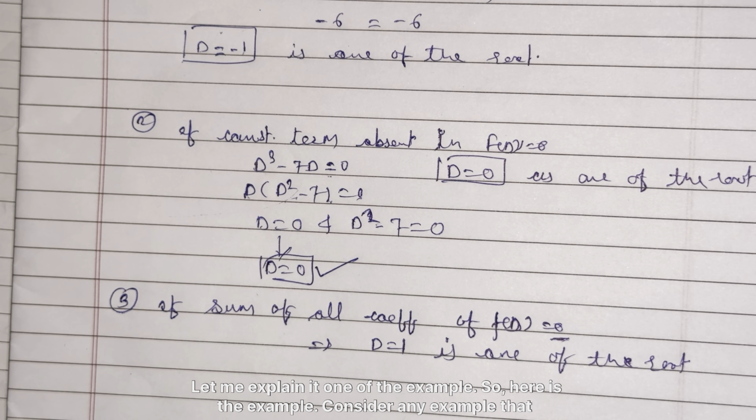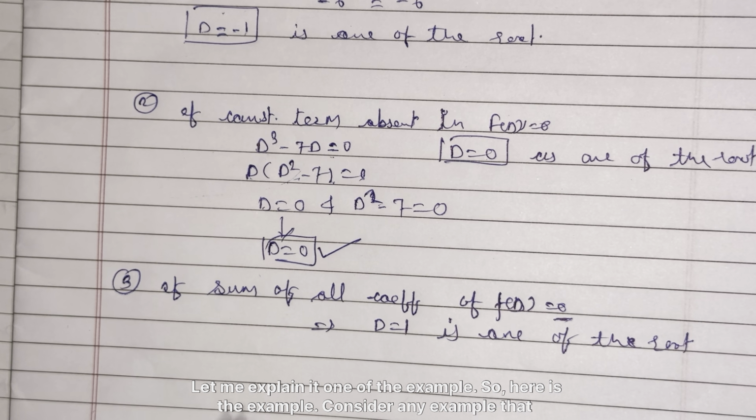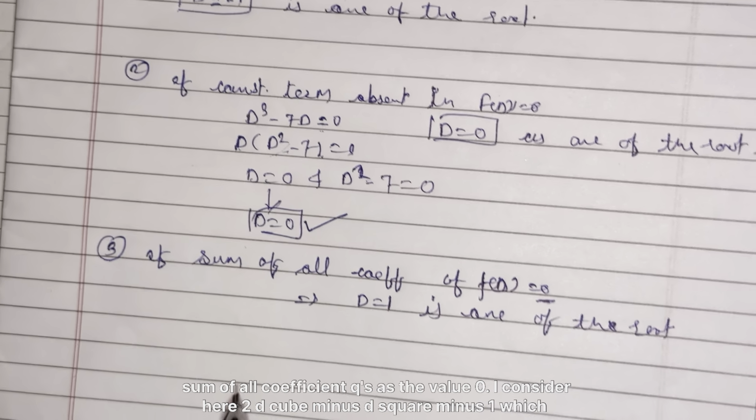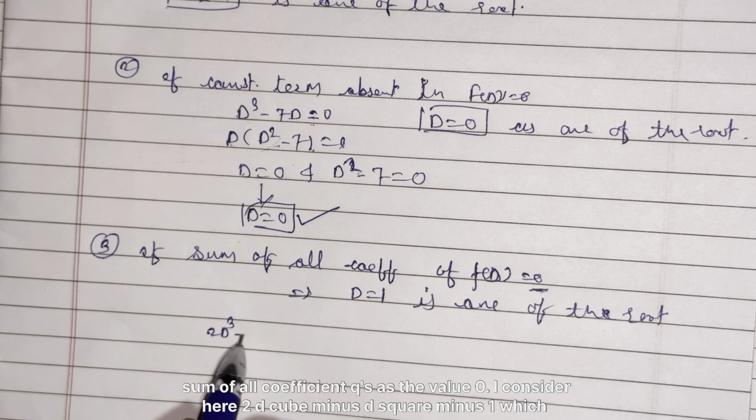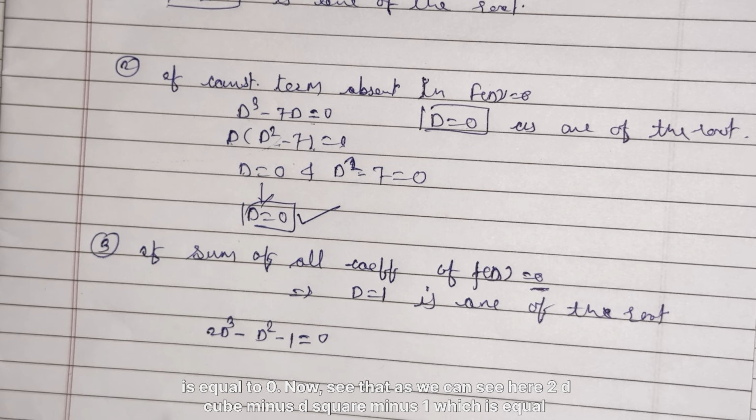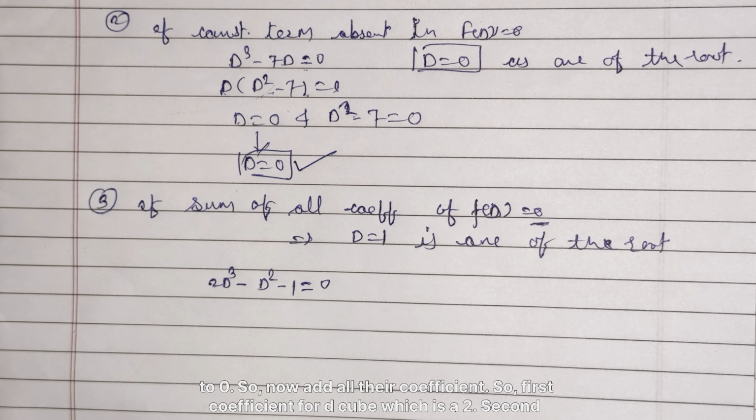Let me explain with an example. Consider an example where the sum of all coefficients gives the value 0. I consider 2d cube minus d square minus 1 equal to 0. Now see, we have 2d cube minus d square minus 1 equal to 0. So now add all their coefficients.